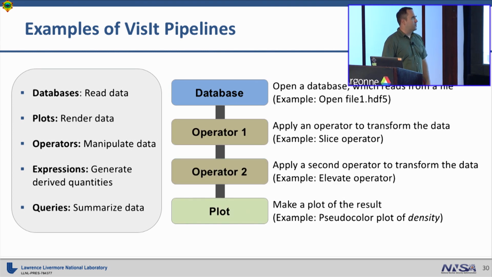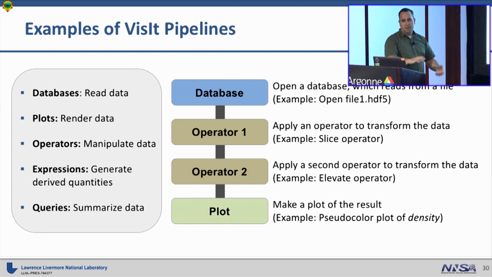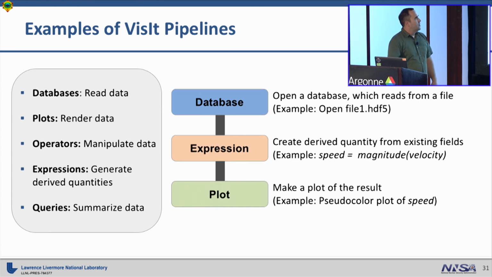You can add multiple operators. So you could slice part of it, and then you could elevate it to create topology from the field. And then you can make a kind of mountainous looking plot. For these operators, or for these different things, you can combine them in various flexible ways. All right, so here's another example. An expression. In this case, we get our file, we open it up, and we want to know basically the speed, which is the magnitude of the velocity field, which didn't happen to be in there. So we can define an expression that says, I want the magnitude of the velocity, and then now we can make a pseudocolor plot of that derived quantity, whereas before we just had vector data.